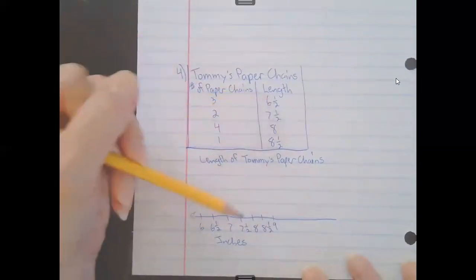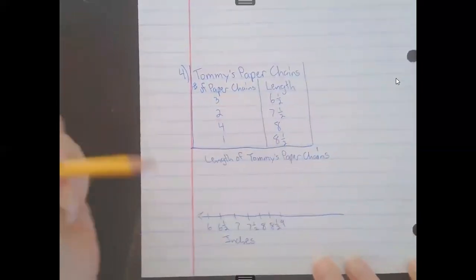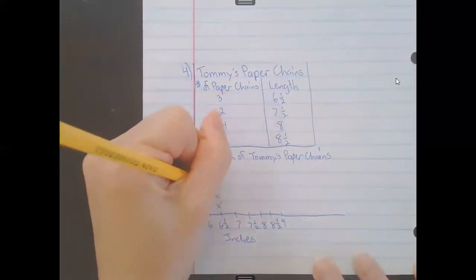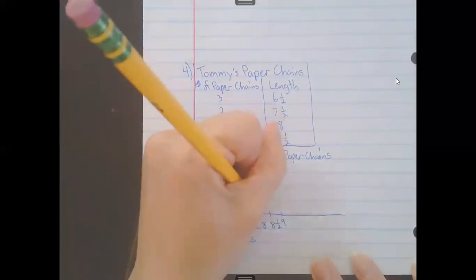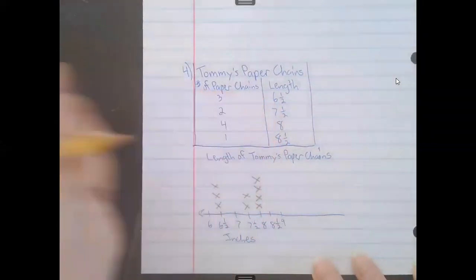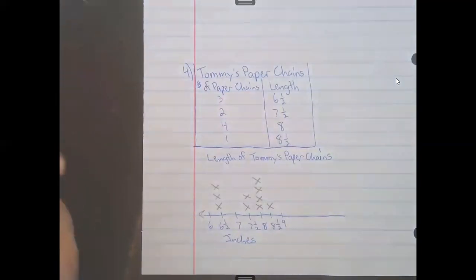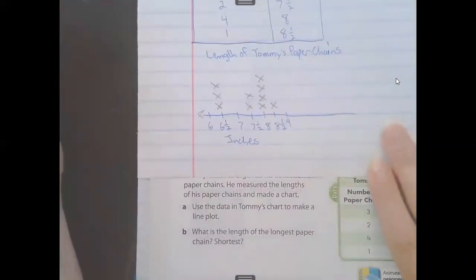That's something to bear in mind. I did spread them out, but instead of doing fourths, I spread them out using halves. So I have 3 at 6 1/2. I have 2 at 7 1/2. I have 4 at 8. And 1 at 8 1/2. So hopefully you guys are starting to get the hang of this. All right, now let's take a look at the questions that the book is asking us using this data.